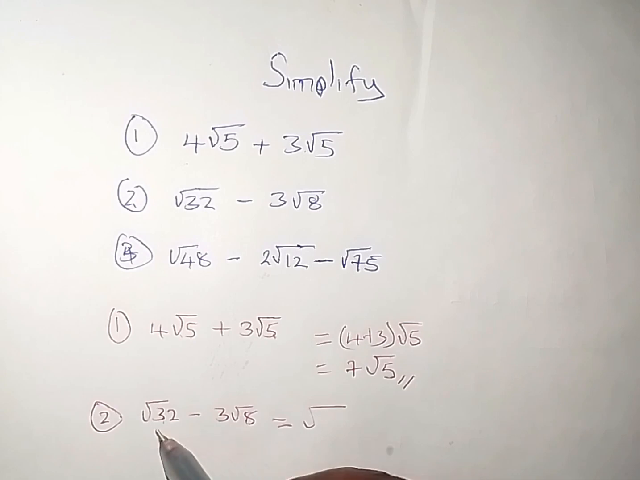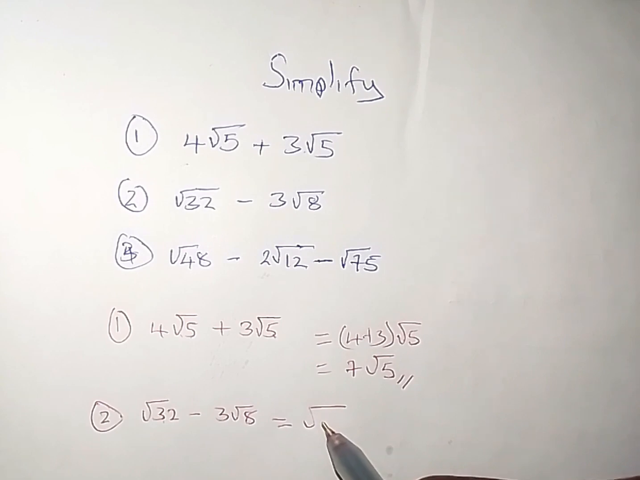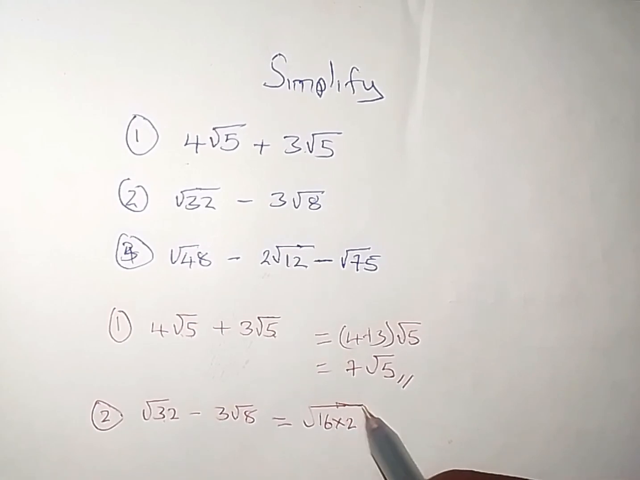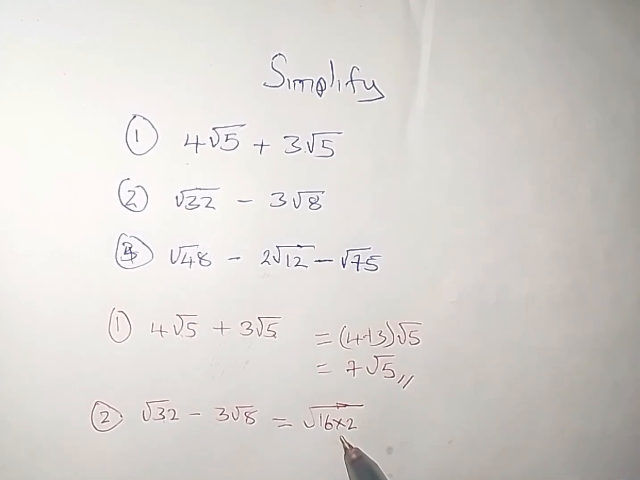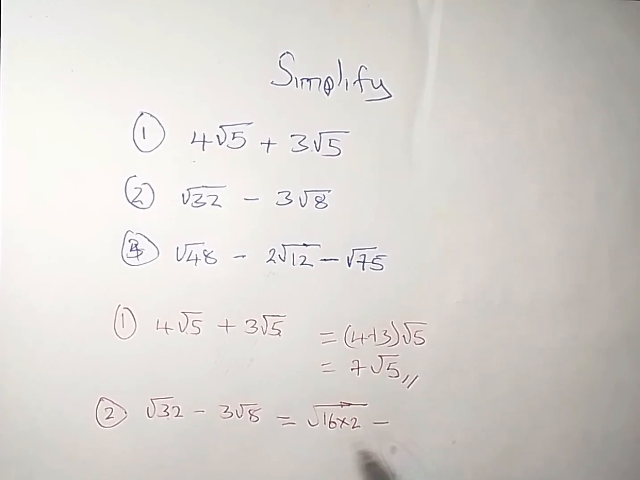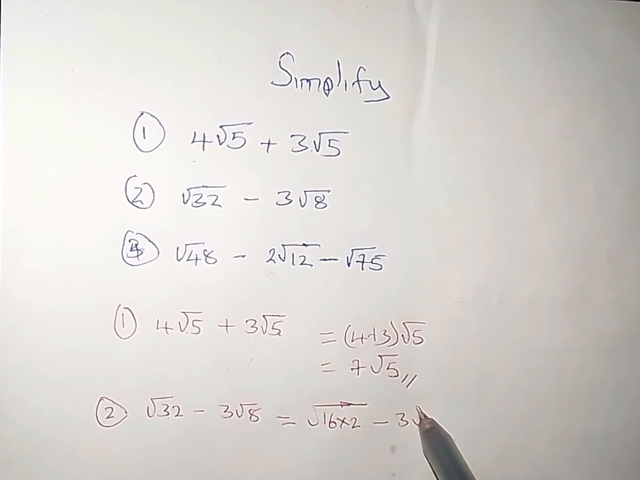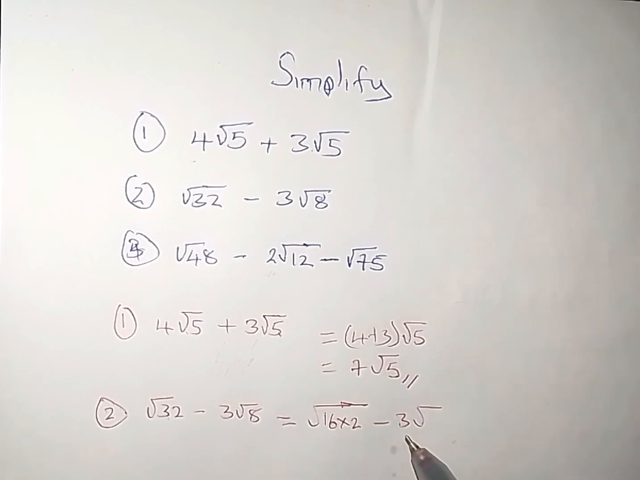Then we now subtract. For this 32, it can be split into a product of two factors. That is 16 times 2. I'm choosing 16 times 2 because I want one of the factors to be a perfect square. Then for the other part, 3 square root of 8, this 8 can also be written as a product of two numbers such that one of the numbers will be a perfect square, which is 4 times 2.